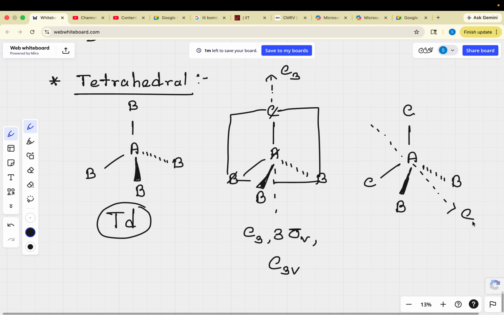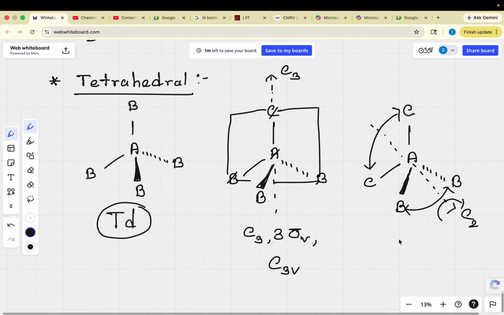a C2 axis is present here. If you rotate by 180 degrees through this axis, clockwise, anticlockwise, whatever, ultimately the B above the plane will go below the plane, and the B below the plane will come above the plane, and the 2 C's are also interchanging their positions. So basically these two atoms are interchanging their positions. You have a C2 axis of symmetry.